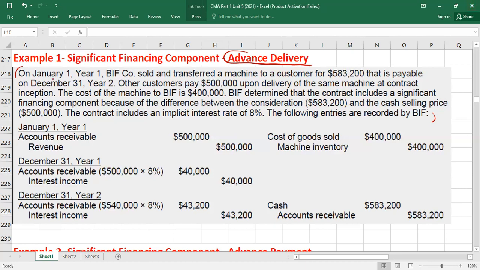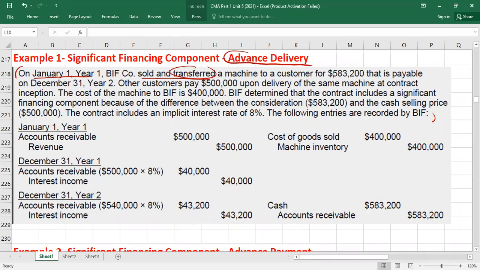So what they're saying: on January 1, year 1, Biff company sold and transferred a machine. So see, the machine is transferred. It means as a seller, your performance obligation is satisfied. It means you can book the revenue. Please listen to what I'm saying, it's important. Revenue will be booked only once your performance obligation is satisfied. In this question you have delivered the machine, so even though cash will be received in future, I can book revenue today because my performance obligation is satisfied.